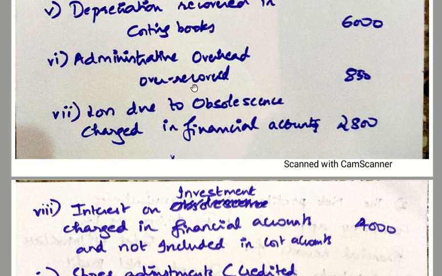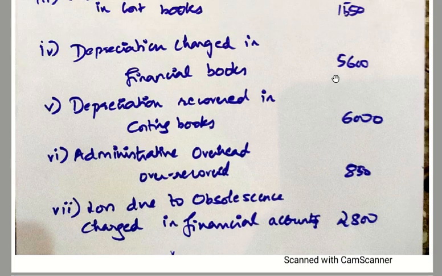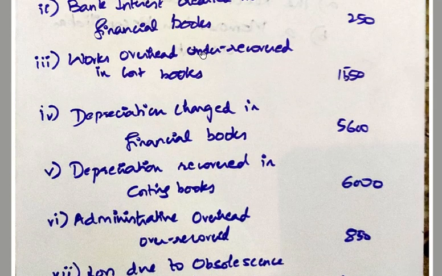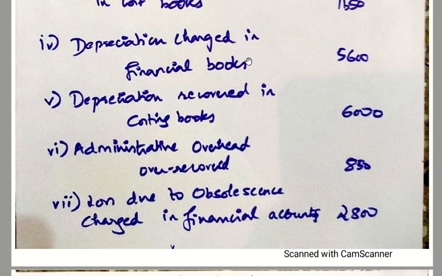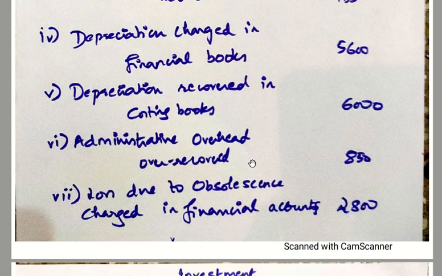Administrative overheads recovered, over recovered, so it is over absorption of overheads, which you will add. Over absorption of overheads will be added. Under absorption of overheads will be minus. So this under absorption of works overhead will be minused, whereas over absorption of administrative overheads will be added.